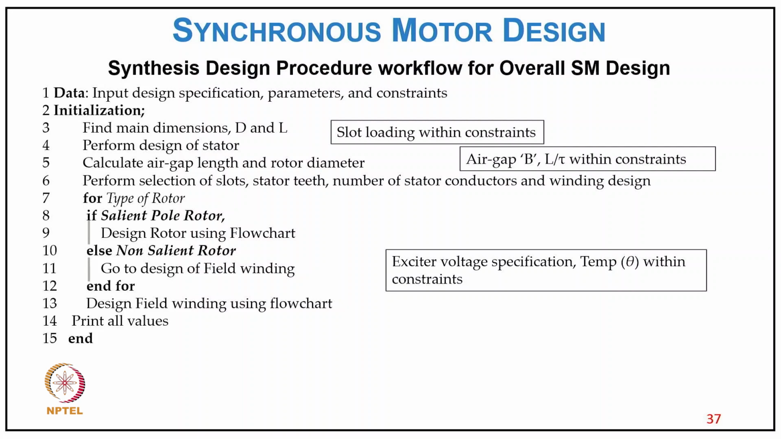So coming to the synthesis design workflow for overall design: the data input is design specification, parameters and constraints. Next, find the main dimensions D and L, perform the design of stator, calculate the air gap length and rotor diameter, perform the selection of slot, stator teeth, number of stator conductors and winding design. For the rotor type, if salient pole, design the rotor using the flowchart, else for non-salient pole, design the field winding using the flowchart, and print the result.